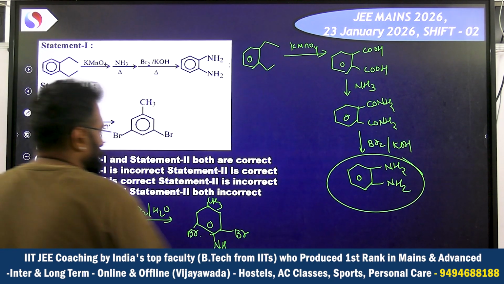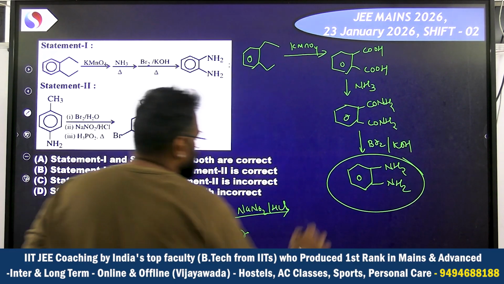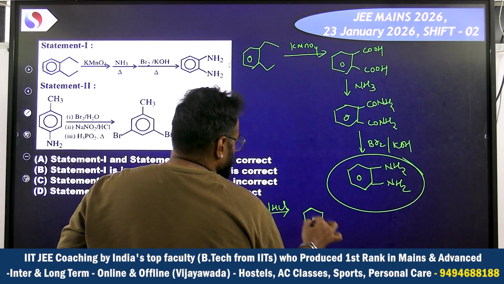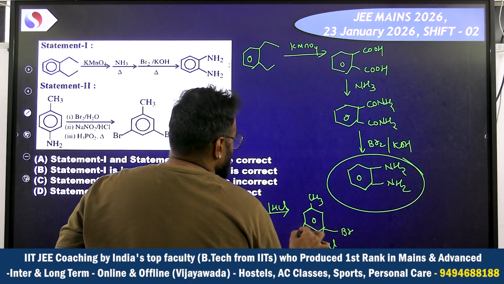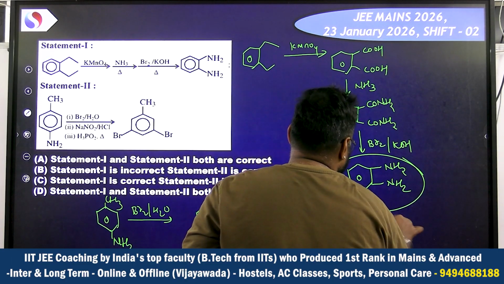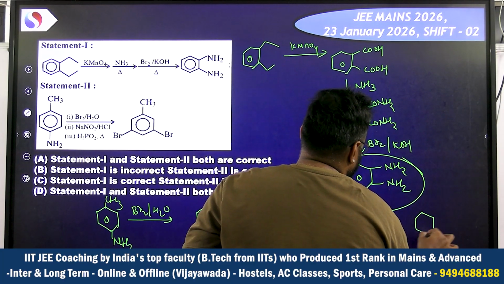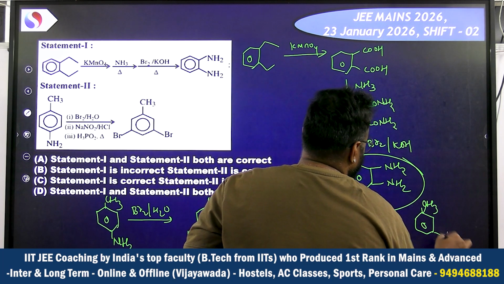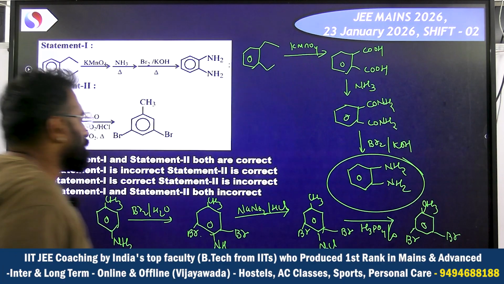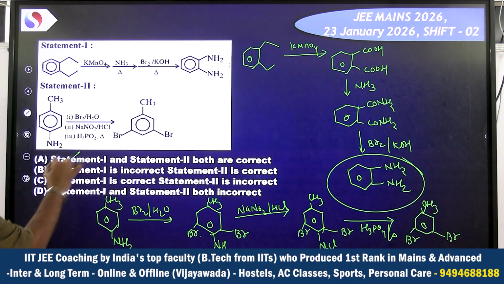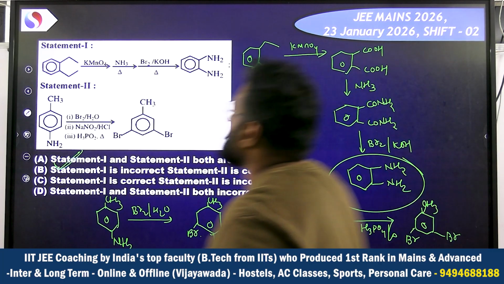Then what are you doing? NaNO2 plus HCl, meaning diazonium salt. So what is produced? CH3 N2Cl, and this will be Br. And then what are you doing? H3PO4 heat, meaning removal of N2. Initially water will attack and then removal of OH. So this is the product obtained. So both the statements are correct. Statement 1 and statement 2 both are correct. Answer will be option number A.